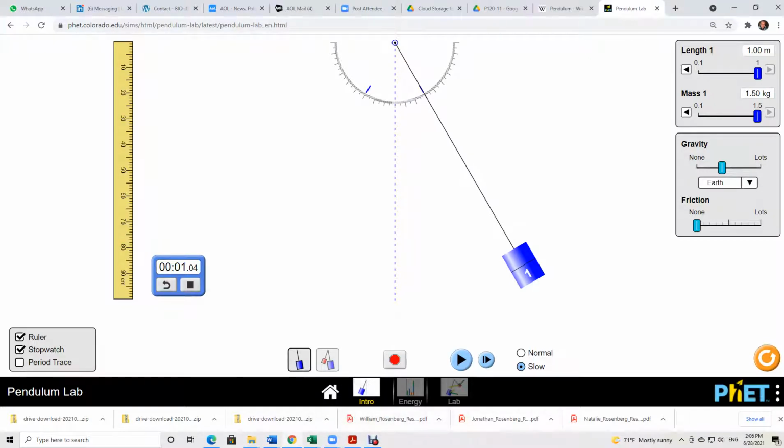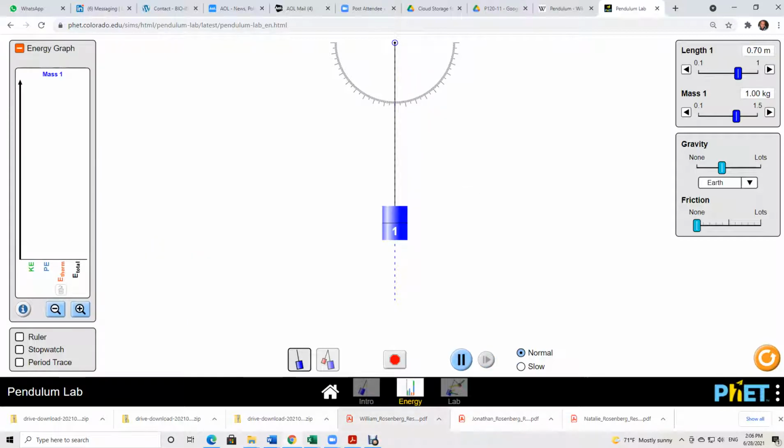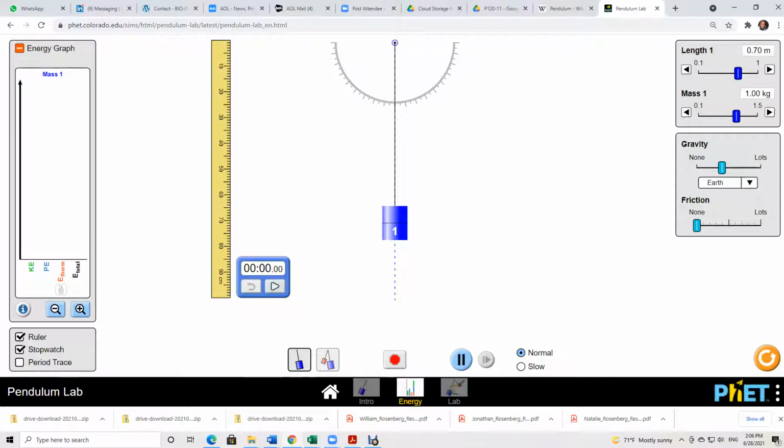There is this lab here, the energy tab. In the energy tab, the tab in the middle here, we can not only have the ruler and the stopwatch, we also have this energy graph. But we also have something very convenient that's called the period trace. In the case of the period trace, you don't need to worry about stopping and playing and stopping your watch. Let me show you what I mean about that.